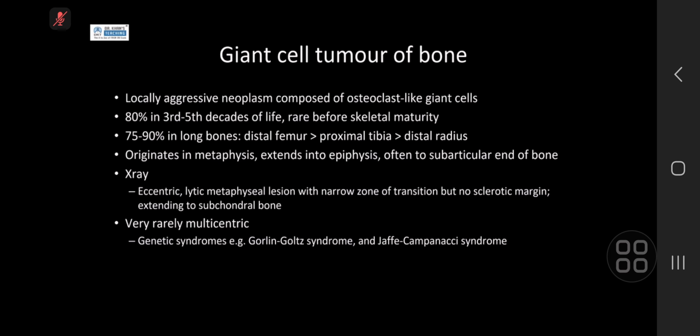I find using zone of transition a little bit confusing. I prefer describing lesions as well-defined or ill-defined, but I understand that's a personal preference. So they tend to be well-defined, and you very rarely see them as lobulated or bubbly lesions, and they are associated with some genetic syndromes as suggested at the bottom of the slide.